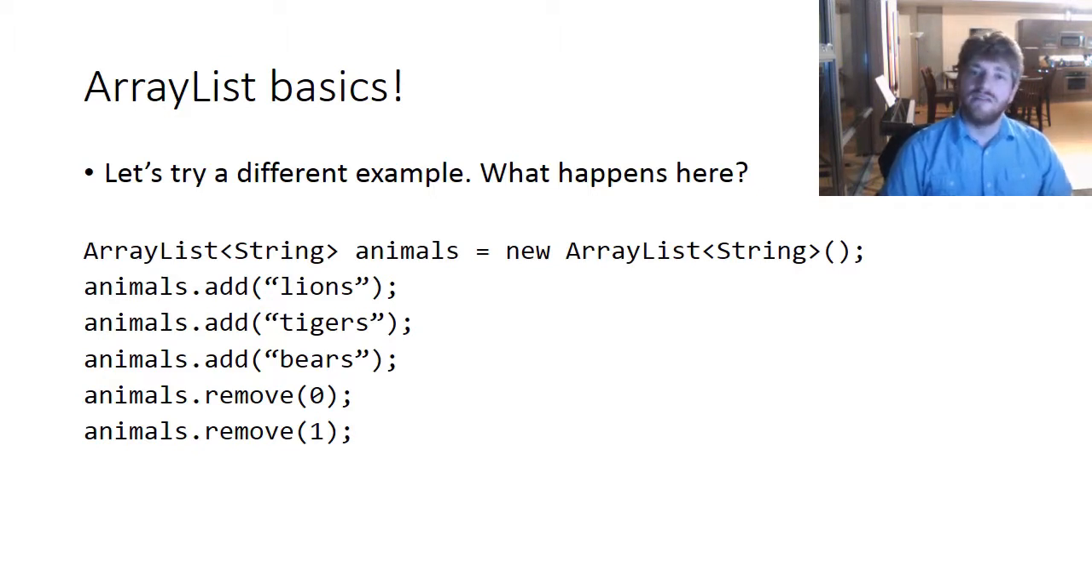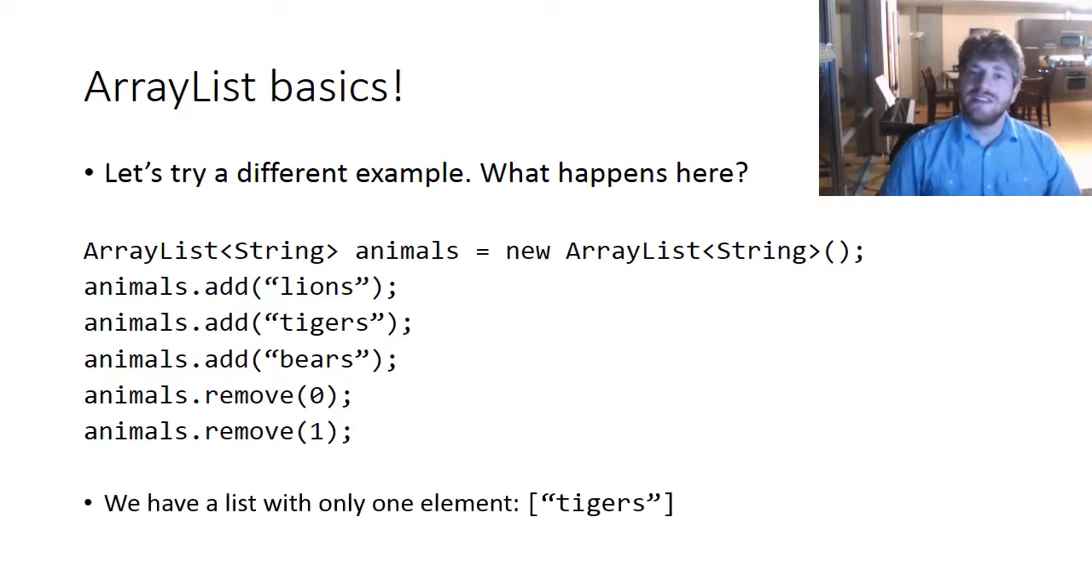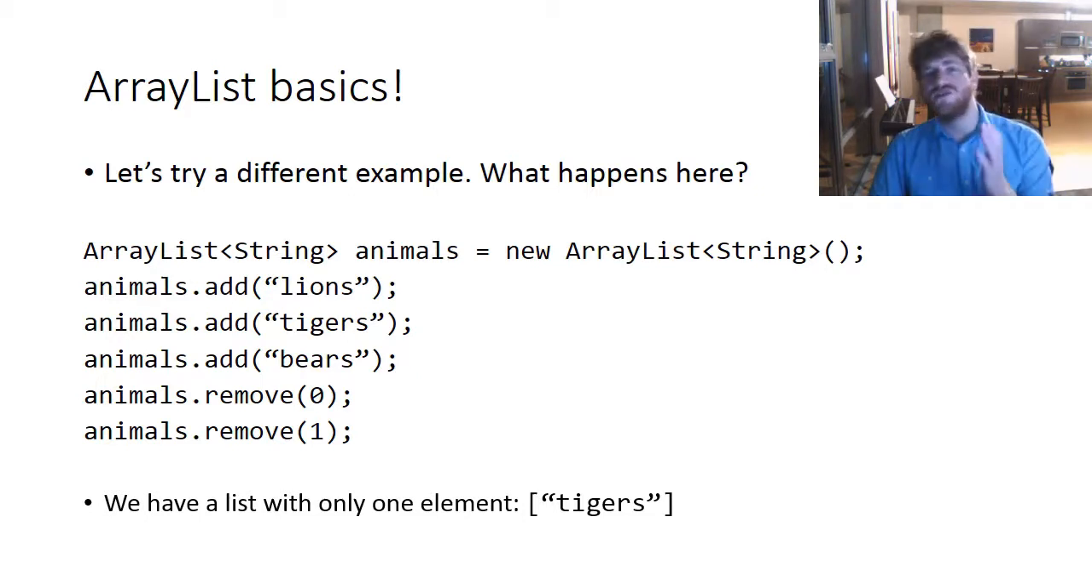So, what do we have? Well, we have a list with only one element, and that element is tigers. Now, some of you might be a little surprised by this. You might have been expecting us to be left with bears. So why is the answer tigers? Well, remember, each line is executed sequentially. So let's go through line by line and see what the state of the list is after each one.